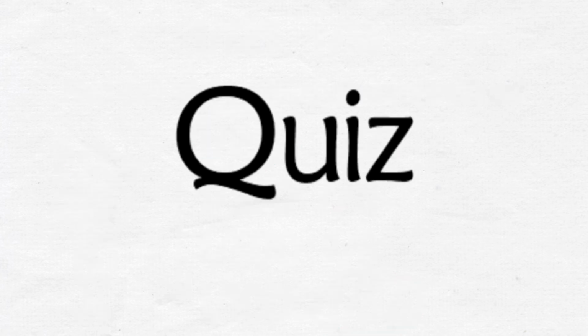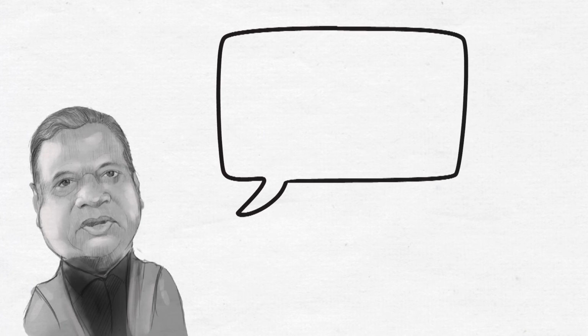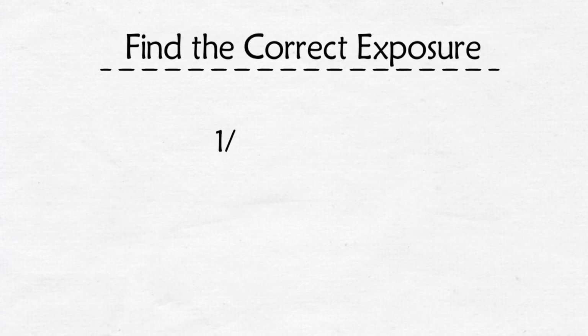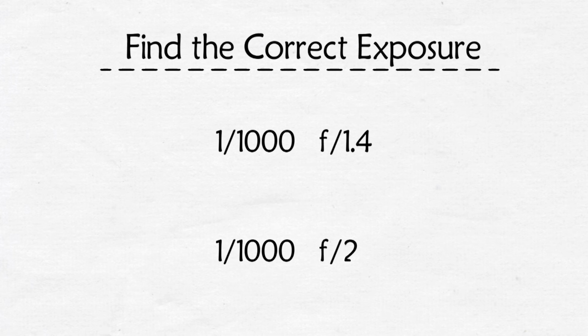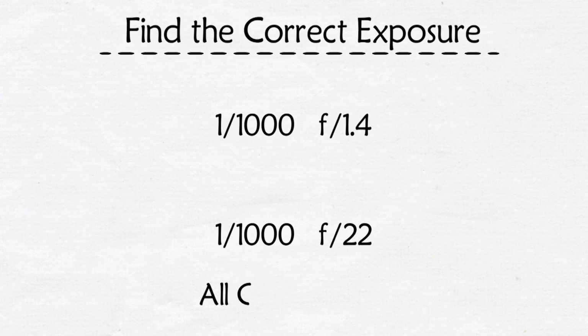Now that you have become experts in finding out exposure combinations, I am going to give you 2 sums at a time now. The first one is 1 by 1000 f1.4, find out all the combinations, and then I retain the same shutter speed 1 by 1000 and this time it is f22. Work it out on a sheet of paper or your book and we will go through the answers in a while.